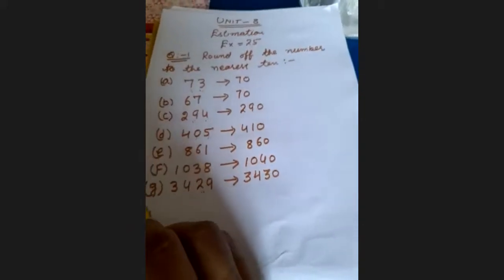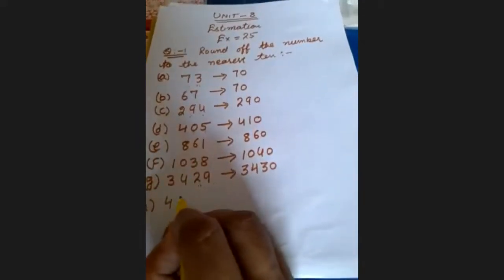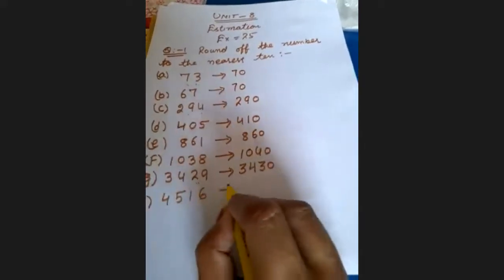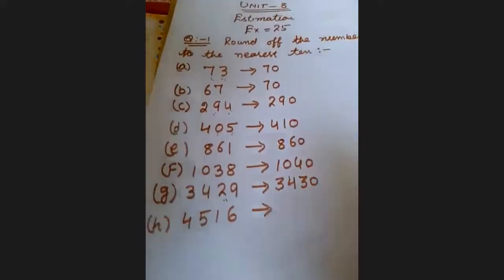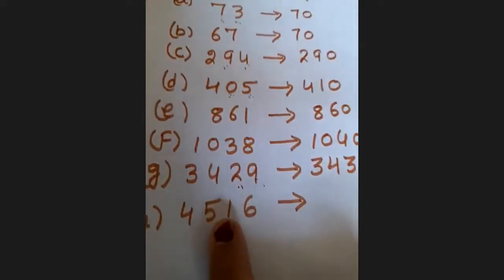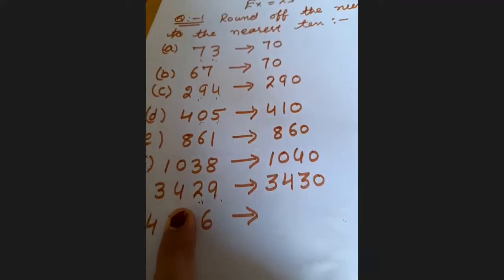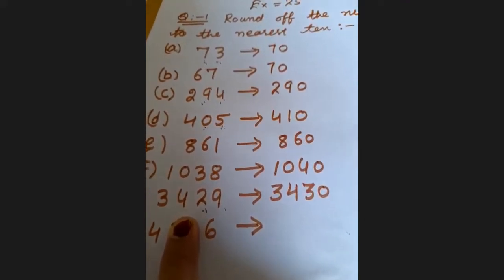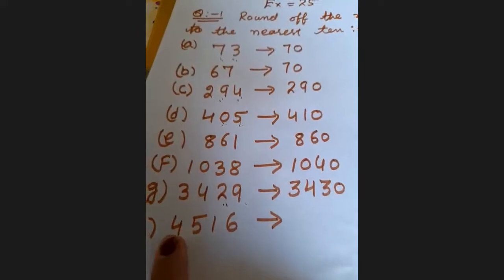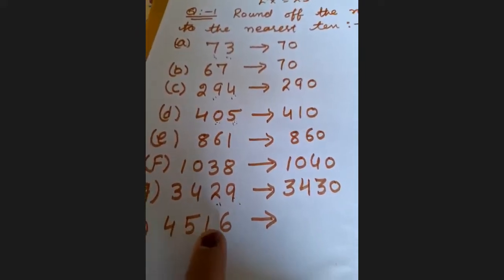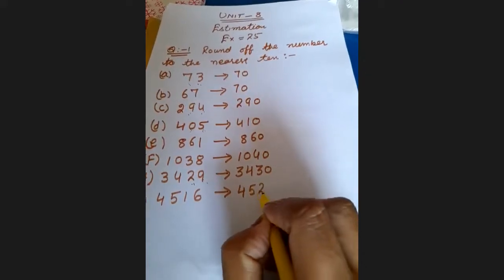Next is part H, 4516. Yes, friends. Now count ones, tens. Now put your finger at the tens place value number. And the next number is 6. The 6 is greater than 5. So the nearest value is 4520.